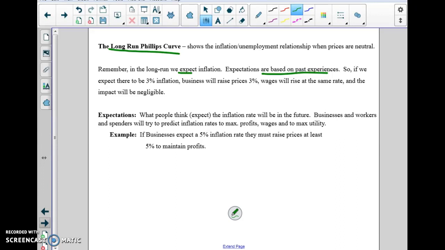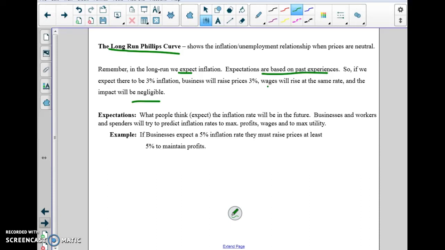What that means is businesses build that in. Businesses will raise prices 3% every year because they expect that the price of all their commodities and all their intermediate goods are going to go up by 3%. And employees will build into their contracts that 3% raise. When they have their performance review, they will ask for at least that much cost of living increase because they expect that everything they're going to buy has gone up 3%. So if we expect there to be inflation, and there is that level of inflation, the impact is negligible because it's been built into everything.